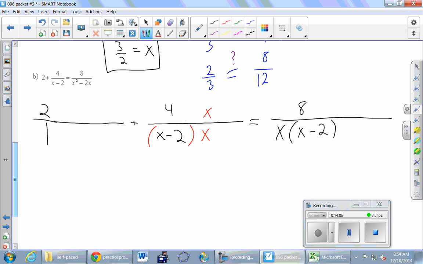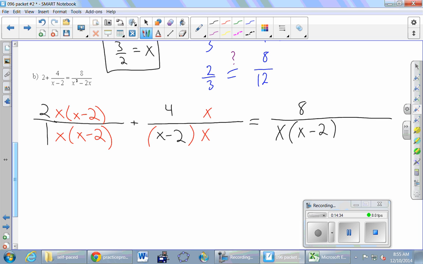What do you notice about the last two denominators now? They're the same. Okay, so then all we have left to do is build the last guy. So what is this guy missing? x and x minus 2, right? It's missing the whole thing. So all those denominators are the same now.